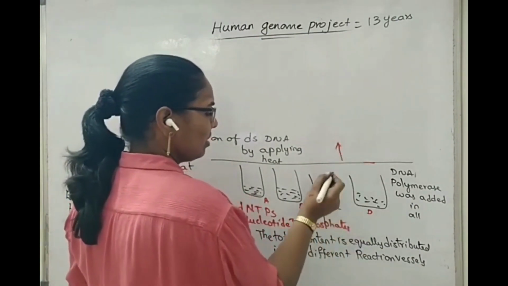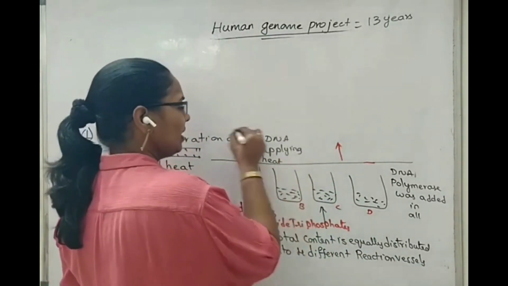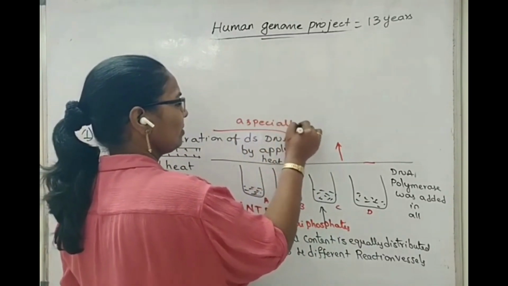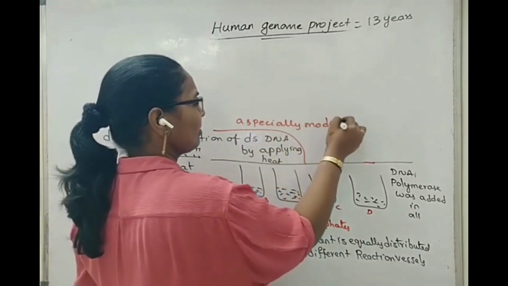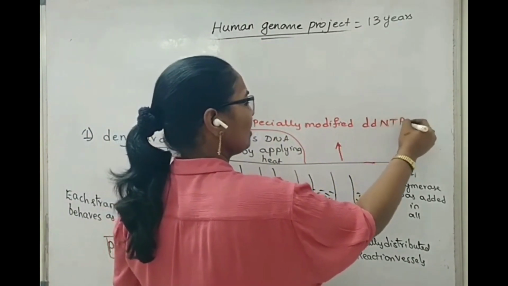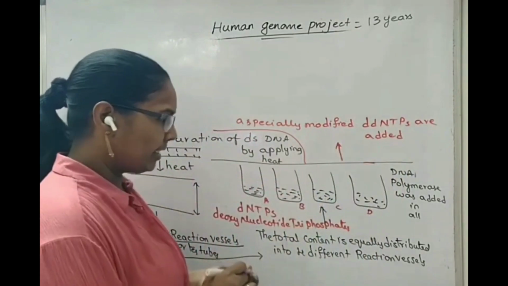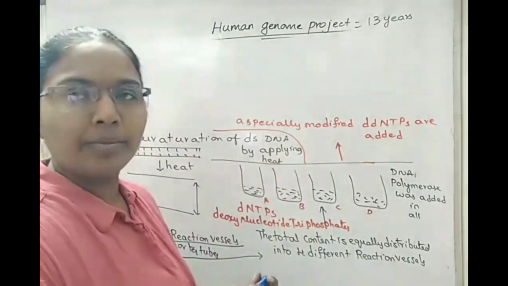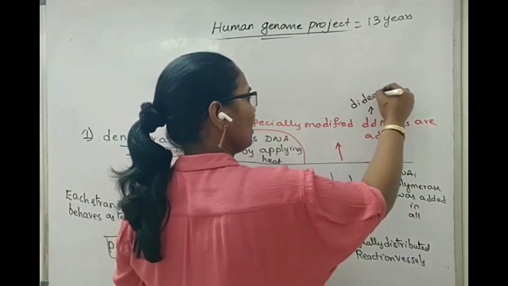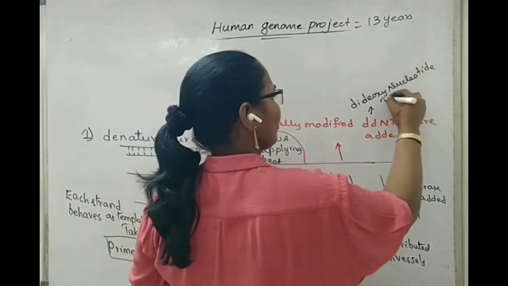To all 4 dNTP reaction vessels, specially modified ddNTPs are added. What are these ddNTPs? These are termed as dideoxynucleotide triphosphates.